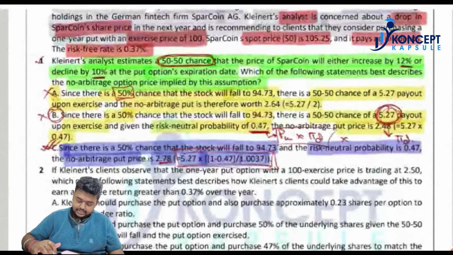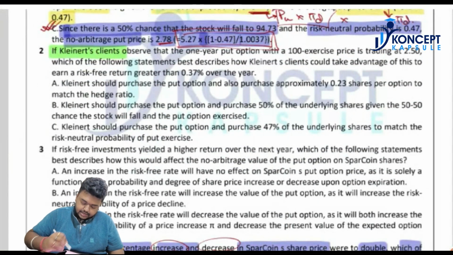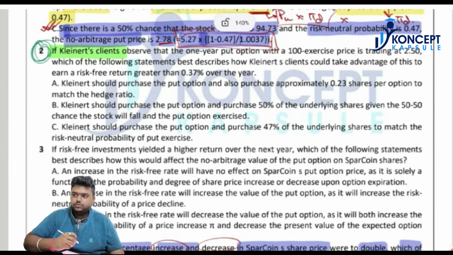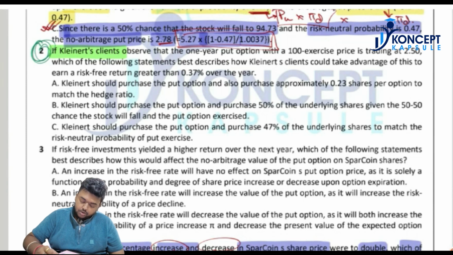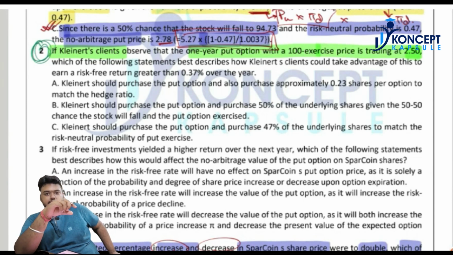The risk-free rate is given. So yeah, if client observe that we are doing question number 2, guys. We are doing question number 2. If client observe that 1 year put option with a 100 exercise price is trading at 2.50. So over here we are given that at what price the put option is trading.